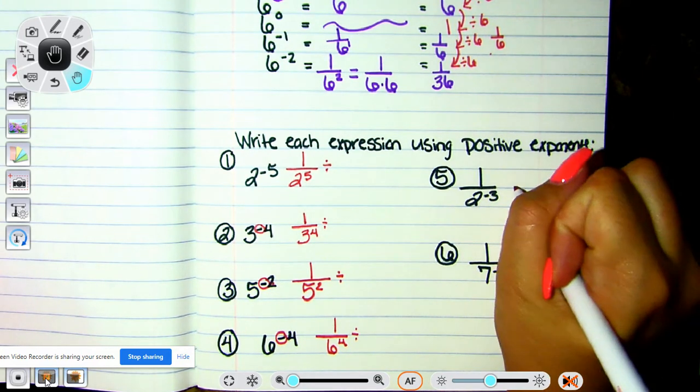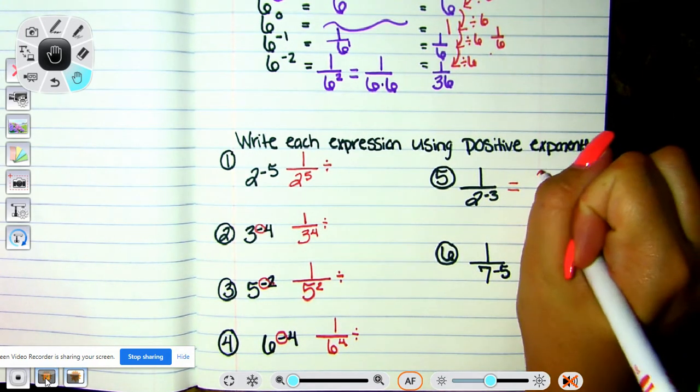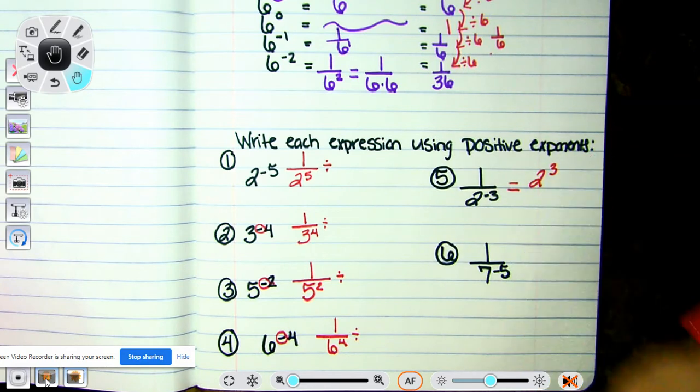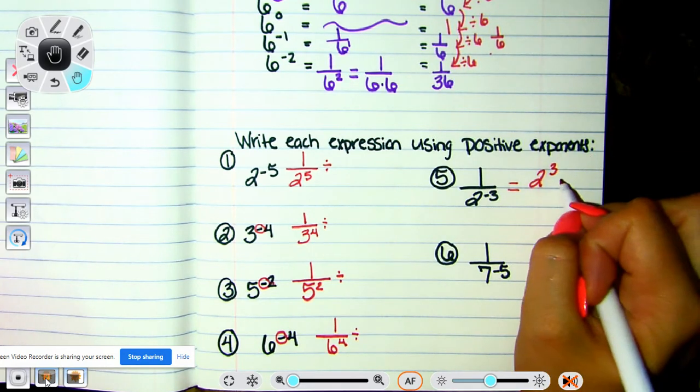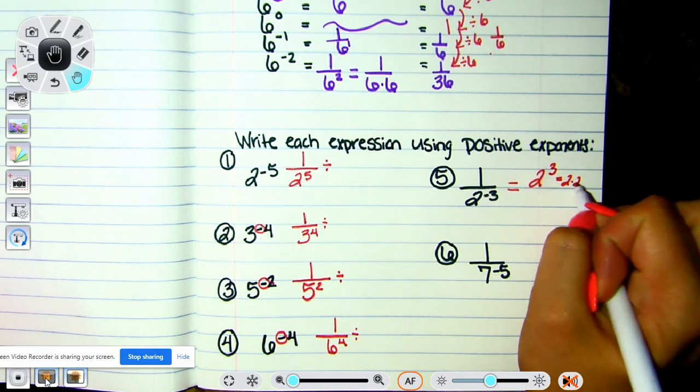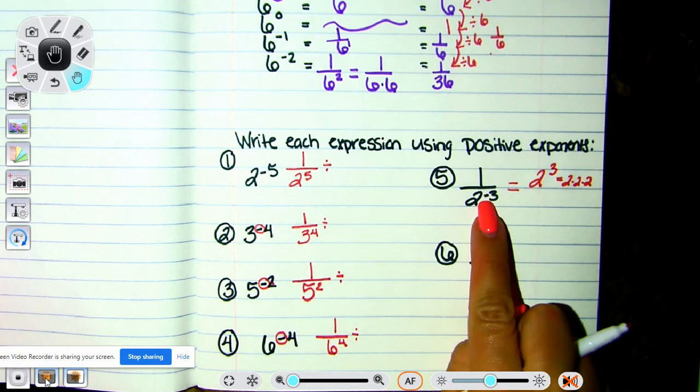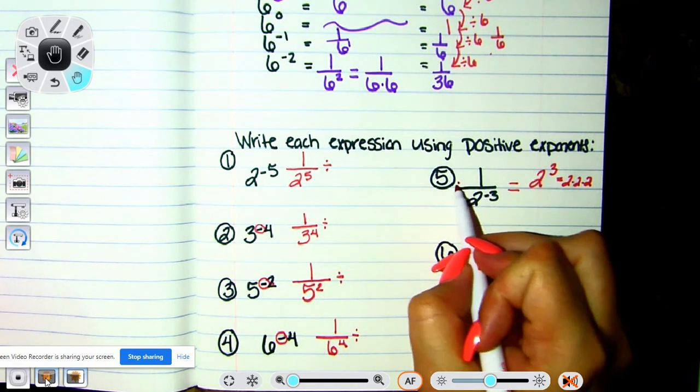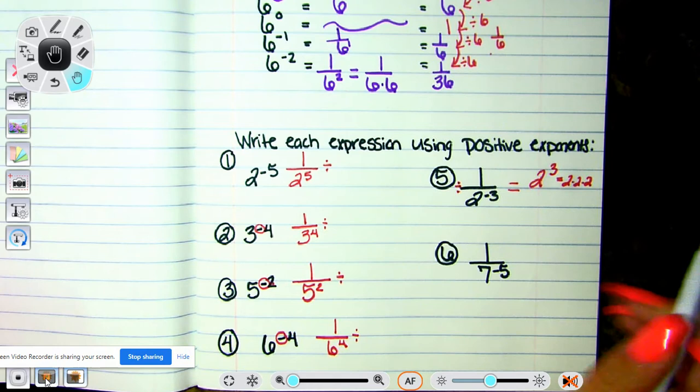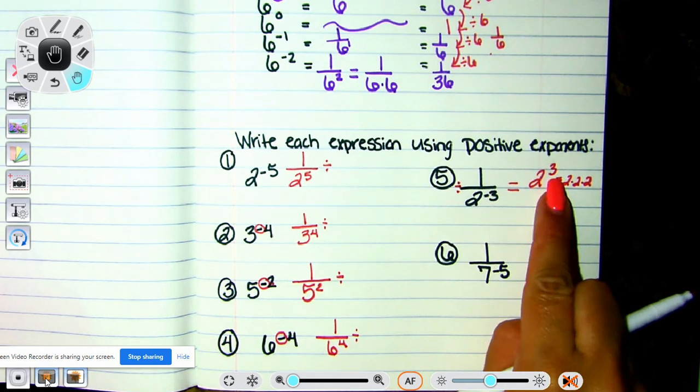Multiplying. So in this case, we're going to multiply. So we're going to make it positive. Whenever I multiply, it would be 2 times 2 times 2. This was division. Remember, my fraction bar meant the division. And an opposite of that would be multiplying.